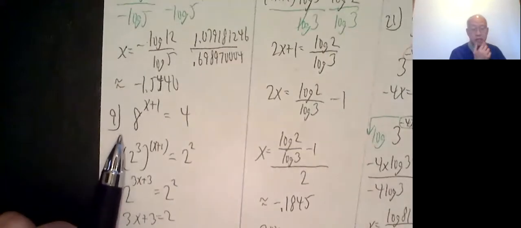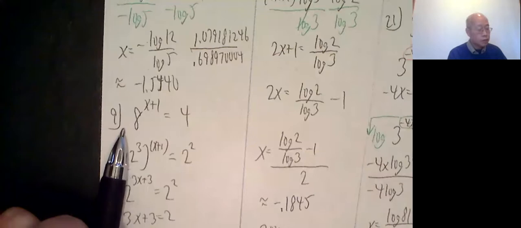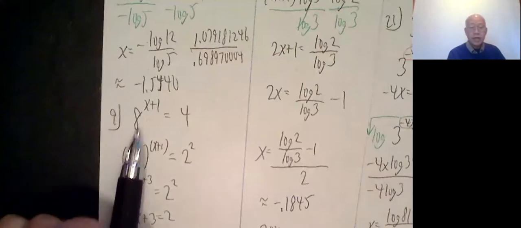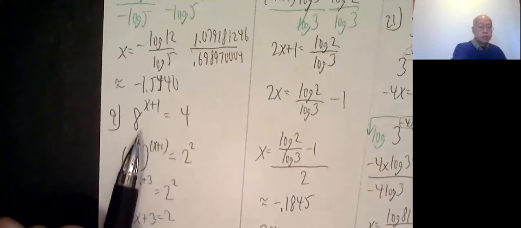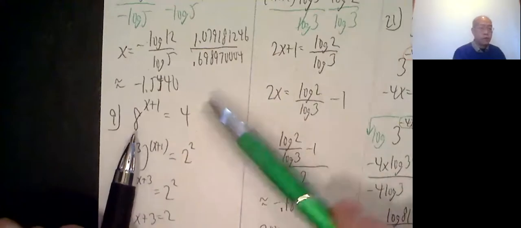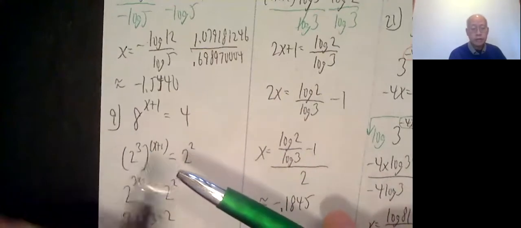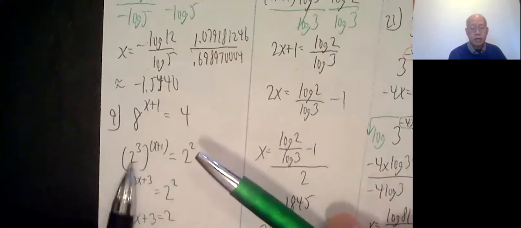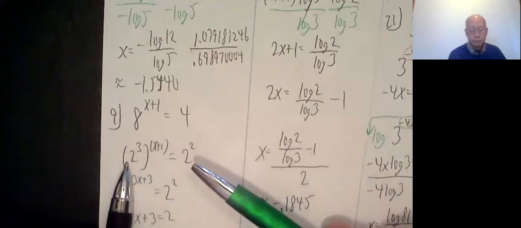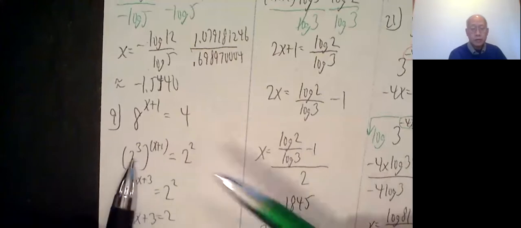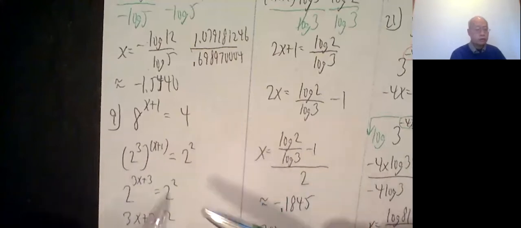Number 9 can actually be done two ways. I'll show you both. 8 to the x plus 1 equals 4. Since both of these I can write as base 2, I could treat it that way. So this is 2 cubed to the x plus 1. This is 2 squared. Get them both to be the same base. Now I can multiply these. 2 to the 3x plus 3 equals 2 squared.